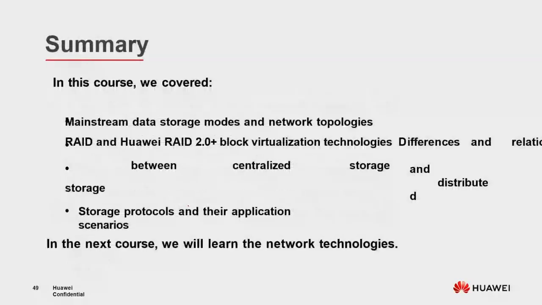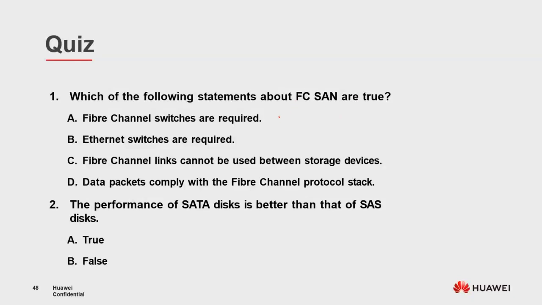So which question? Yeah, so this one is true. The first one: Ethernet switches are required for FC SAN. No, the blue switch is not required. Only the orange switch is required for FC SAN. The blue one would be for IP SAN. Fiber channel links cannot be used between storage devices: this one is false. Data packets comply with fiber channel protocol stacks: this one is true. Data packets comply with the FC protocol, yes, of course. So A and C should be correct. In my estimation, A and C are correct.